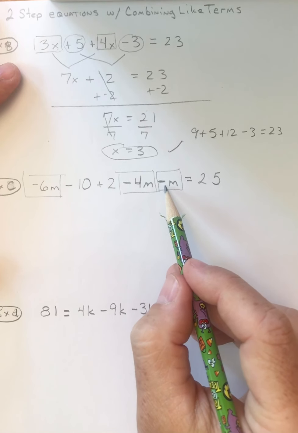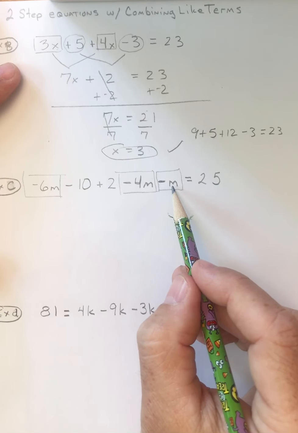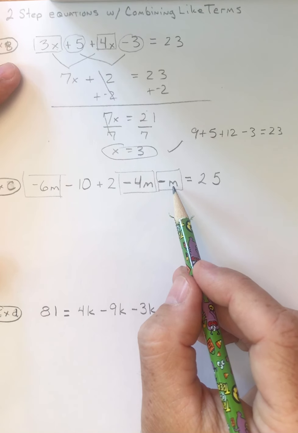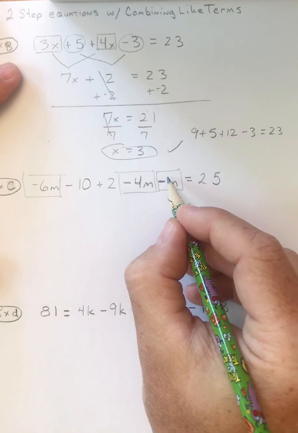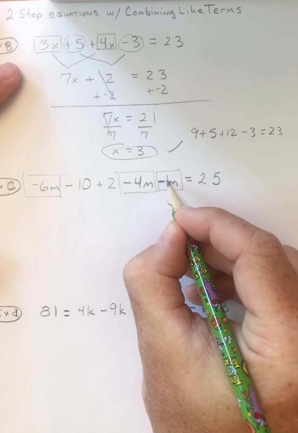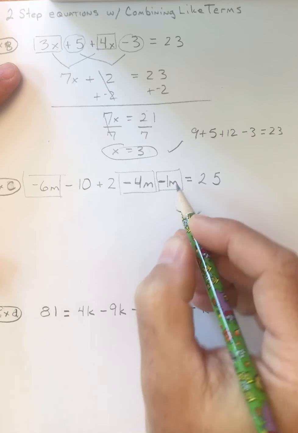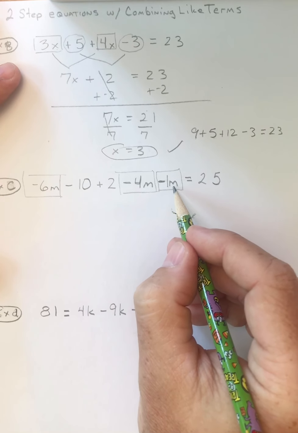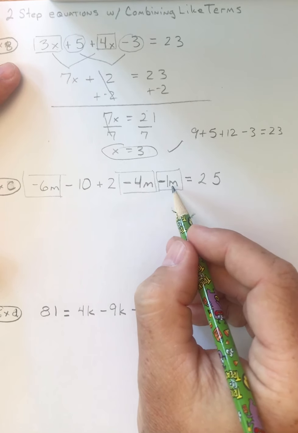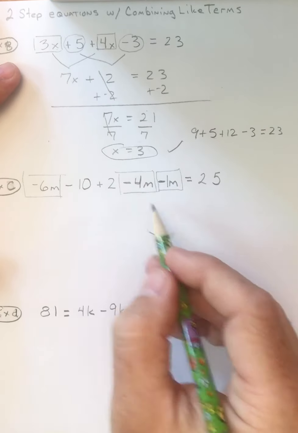When you are subtracting a variable that has no coefficient, it's in your best interest, and it's an easy way to remember, always put a 1 in front of it. Because if I'm subtracting m, I'm basically subtracting 1m. Okay, so I'm going to add all these up.